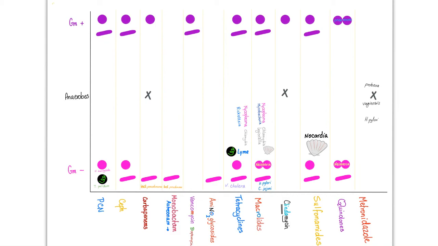This means gram-positive cocci. This gram-positive rod, this is a gram-negative cocci, and this is the Treponema pallidum. This is a spirochete under dark field microscopy. So penicillin covers gram-positive cocci, gram-positive rods, gram-negative cocci such as Neisseria meningitidis.